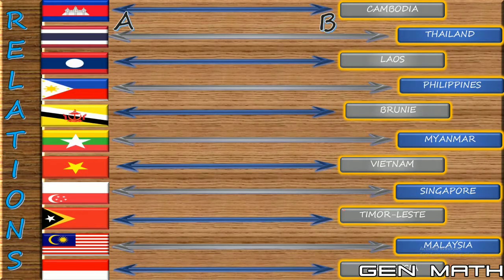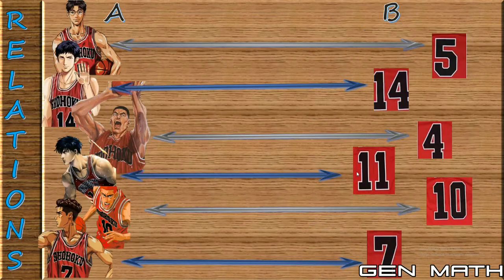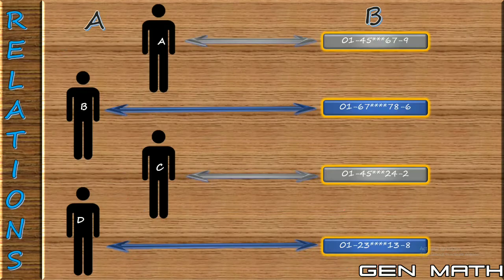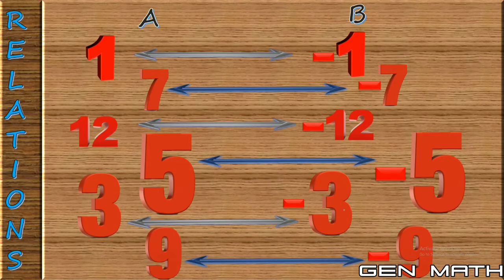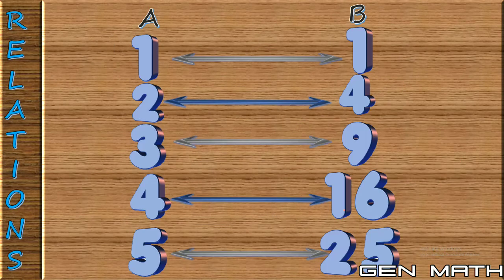Second example, we have here countries and the flags that represent them. Next example, we have here basketball players and their numbers that correspond to them. Next, we have here private employees and their SSS numbers. We also have here positive numbers and their negatives. We also have here numbers and their squares.